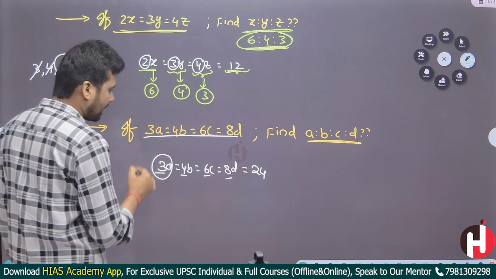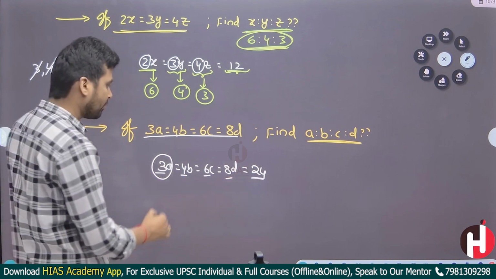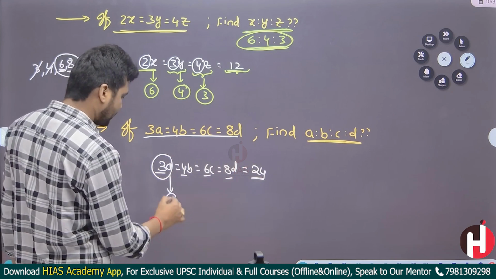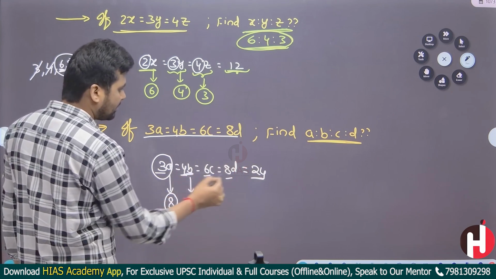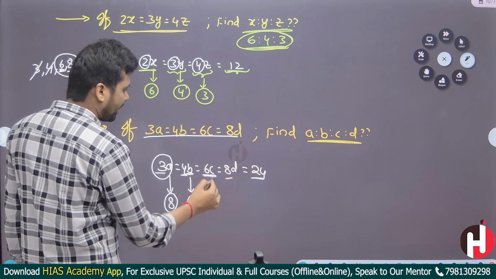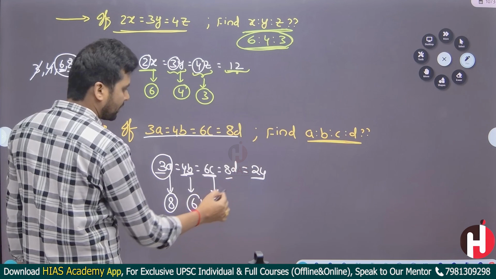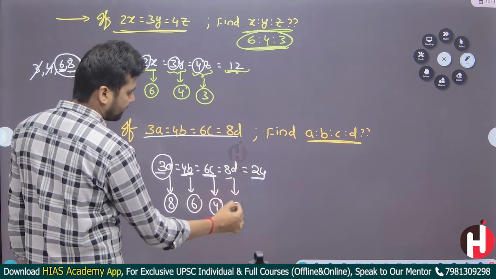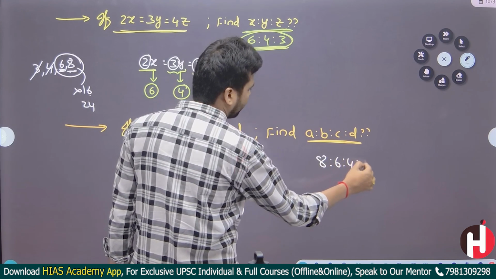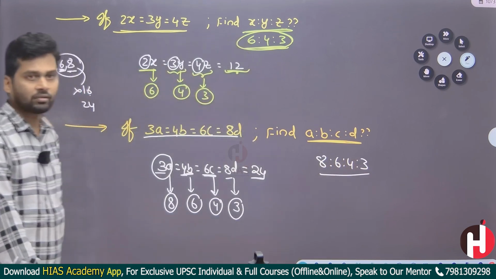So we are equating all these values to 24. Taking one by one, 3a is equal to 24, which means a is 8, since 3 eights are 24. Similarly, 4b is equal to 24 means b is 6. 6c is equal to 24 means c is 4. d is 3. So what is the answer? 8 is to 6 is to 4 is to 3 is the answer.